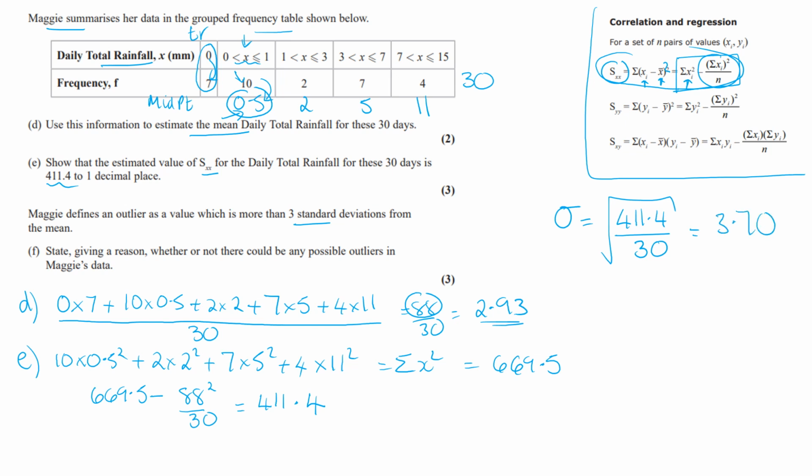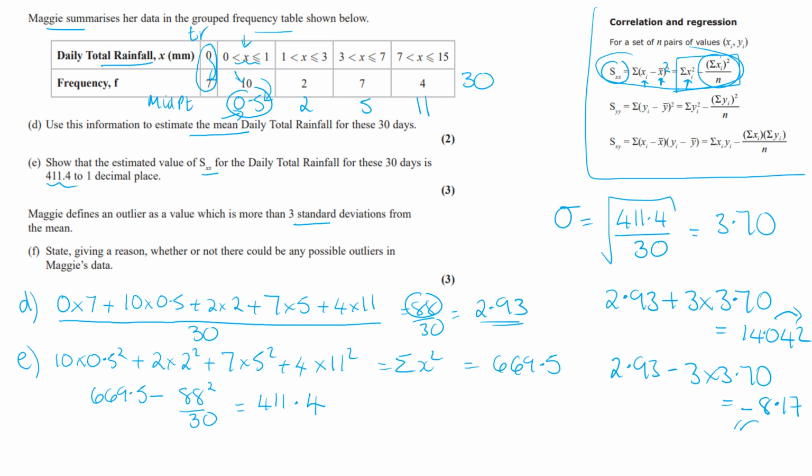So we need to find 3 standard deviations above the mean. So the mean was 2.93, and if we add 3 times the standard deviation on, that comes out to be 14.042. And if we do 2.93 minus 3 times the 3.70, that comes out to be minus 8.17. Now anything above or below those two is going to be considered an outlier.